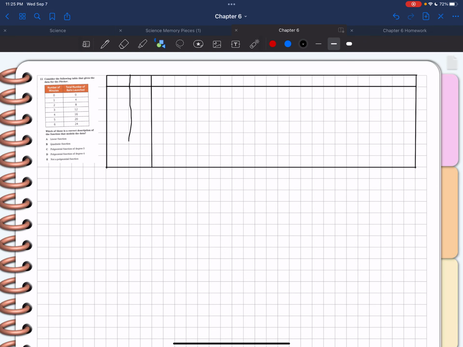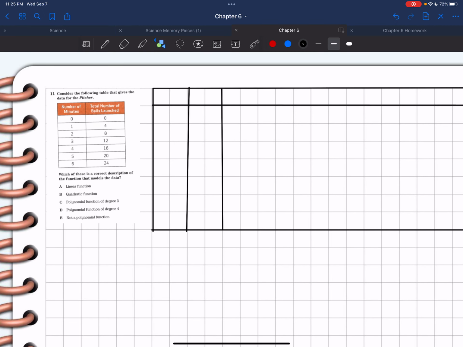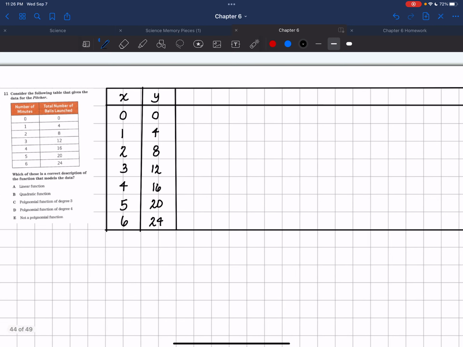All right, so let's put our x's and y's in here. Now remember that x is the number of minutes and that y is the number of balls launched. So 0, 0, there's your y-intercept. This must be consecutive, and it is. So that would be the first thing I would test, is that x has consecutive values. And then this is where we don't have to do the function. They gave us this information already done. So we're just looking at consecutive differences.